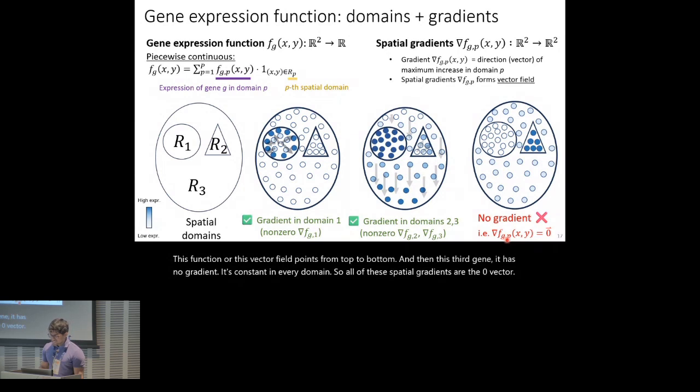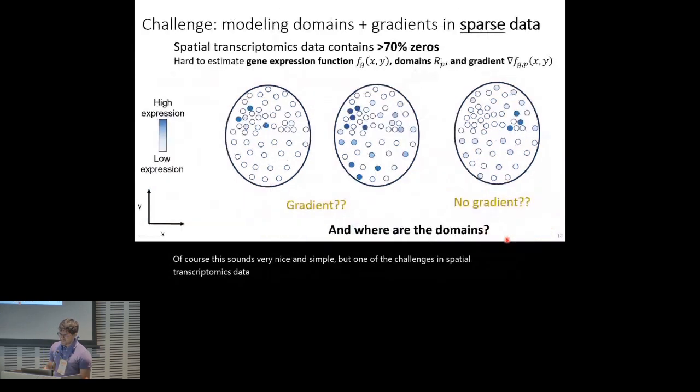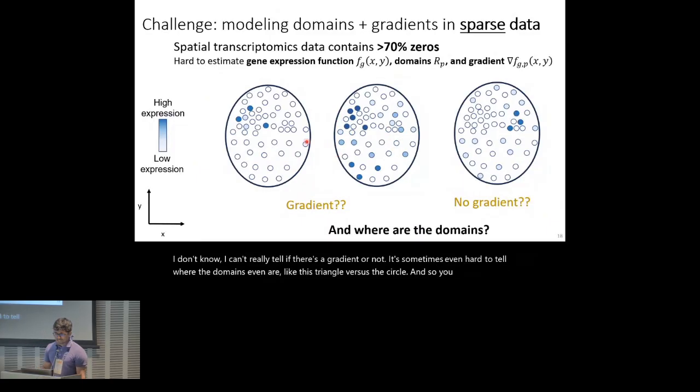Of course, this sounds very nice and simple, but one of the challenges in spatial transcriptomics data is that your data is really sparse. In practice, you have 70% or more zeros. So your data doesn't look very neat, and you instead get pictures like this, where I can't really tell if there's a gradient or not. It's sometimes even hard to tell where the domains even are, like this triangle versus the circle. And because this data can be quite sparse and have low dynamic range, you need some assumptions.